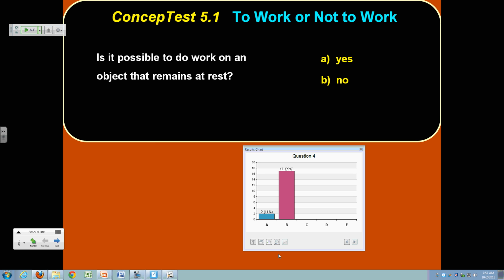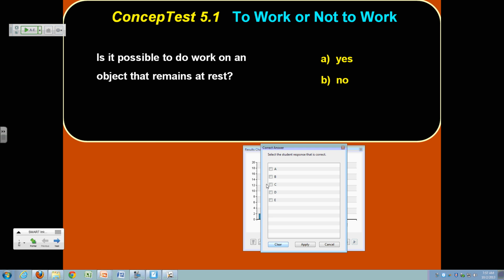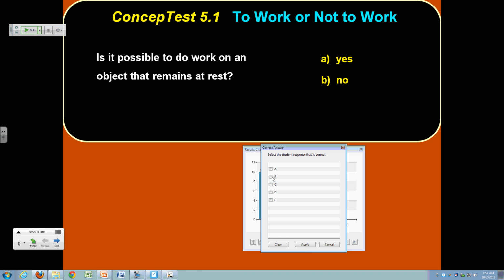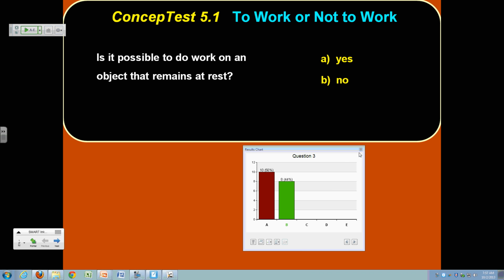Okay, very good. If I'm at rest, my displacement is 0, right? Because it's not changing position. So that's going to be B. Very good.